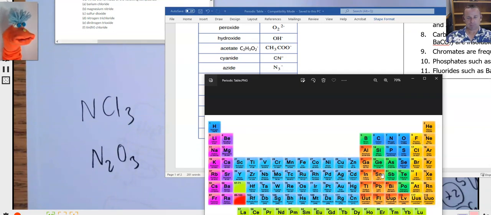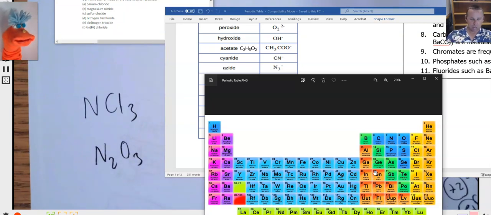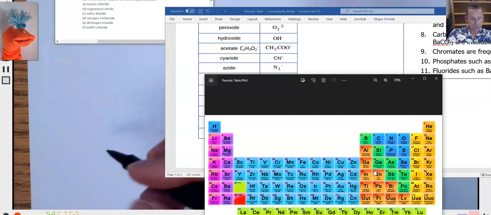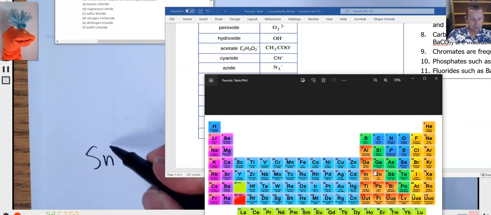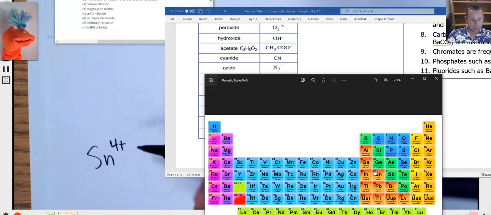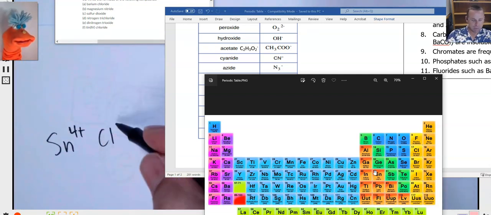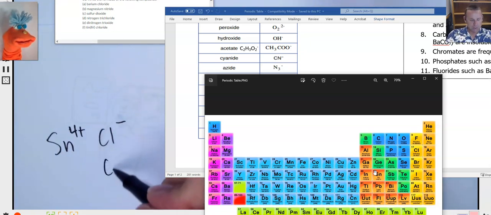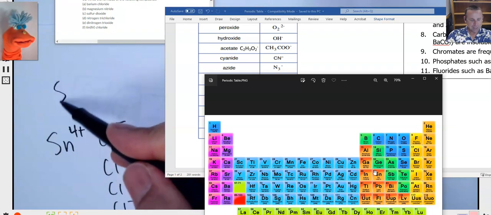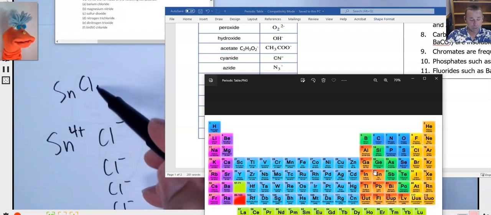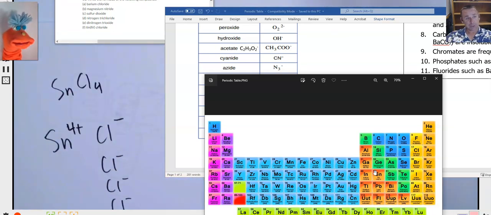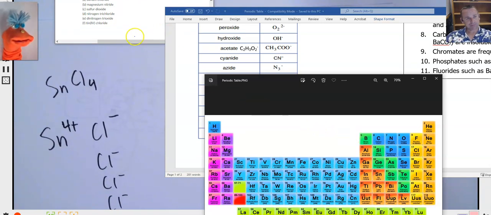Yeah, it can. And because it can have multiple charge states, then we use a Roman numeral to tell us which charge state we have in this scenario. So tin, Sn, that 4 tells us that it's a 4 plus charge. Chlorine, we can look on the periodic table, see where it's at, and know that it's going to have a -1. And then from that, I'm going to see that I need to have 4 chlorines, and that my chemical formula for tin 4 chloride is going to be that. Okay, good.